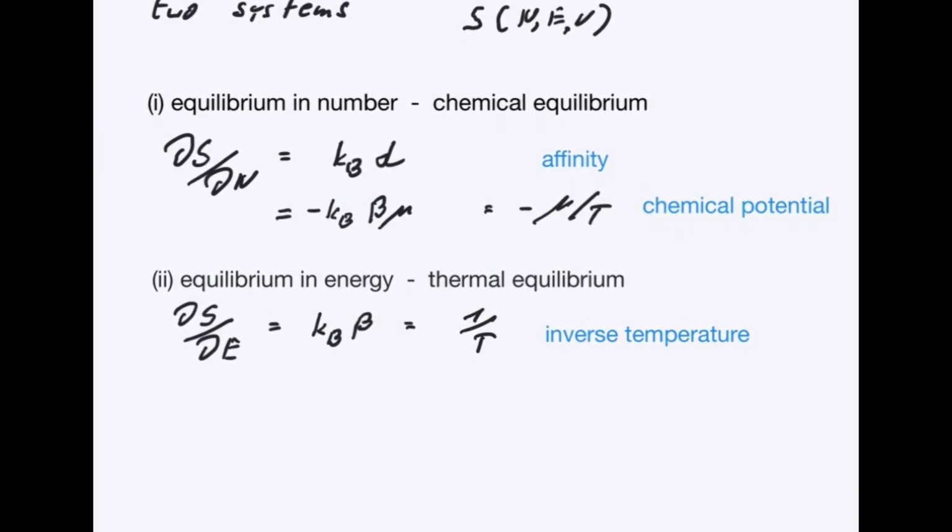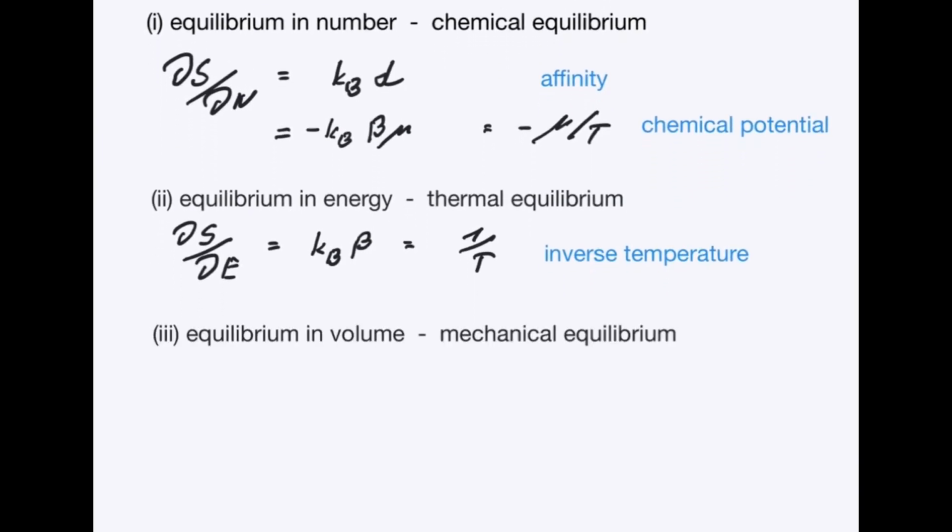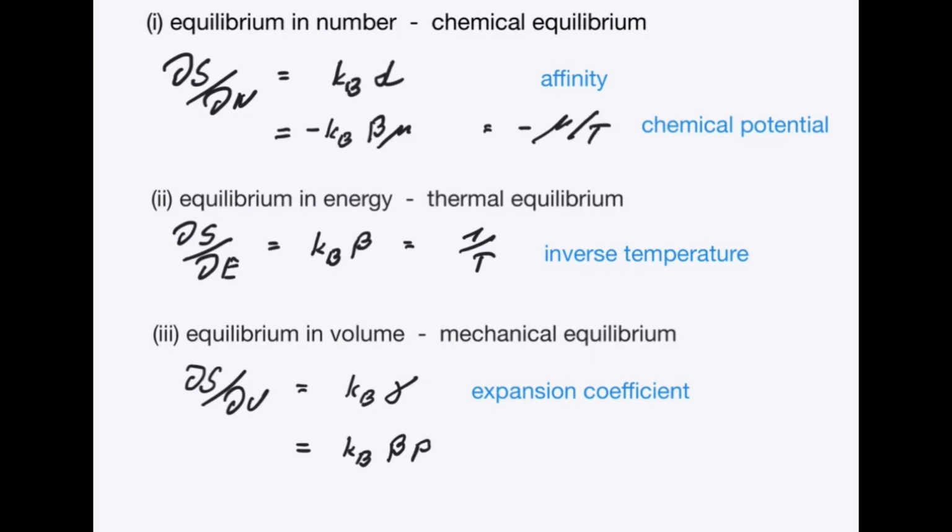Lastly, we consider the final derivative describing the equilibrium in the volume, or the mechanical equilibrium. What we found is that dS/dV is equal to k_B times gamma, where gamma is the expansion coefficient, or using again the definition of beta, the derivative is expressed as k_B times beta times P, which is equal to P divided by the temperature, where P is the pressure of the system.